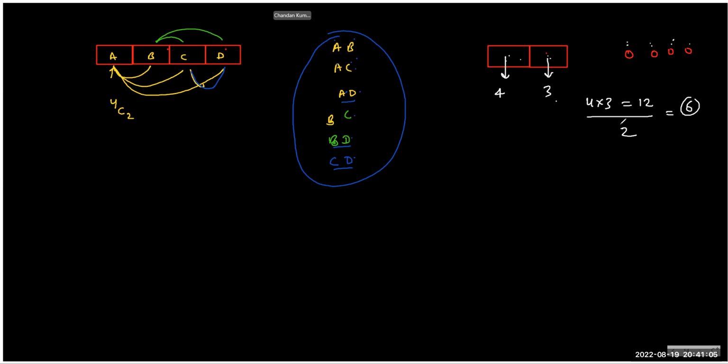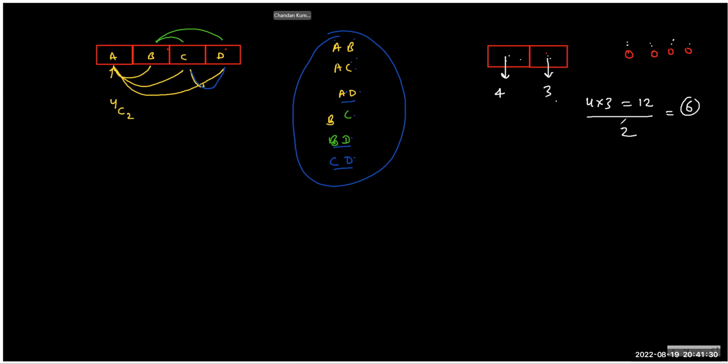But in case of selection, we are not bothered about who is on the left and who is on the right. What we are only concerned about is who is present. I just want two of them to be present, and the order is not important. So when we don't consider the order, we are talking about the choices, not the arrangement.